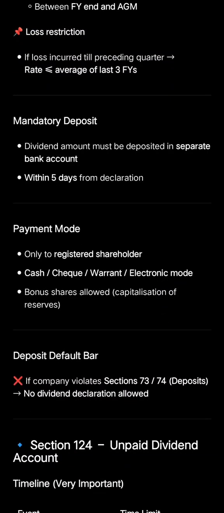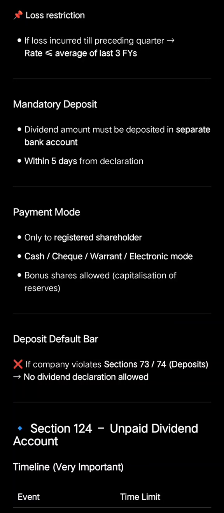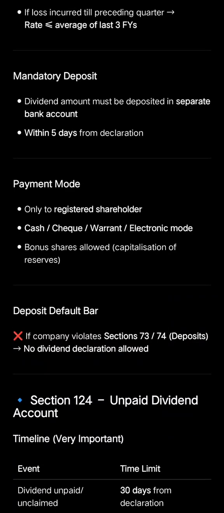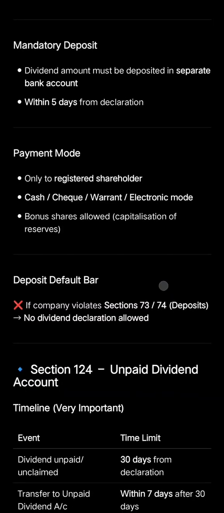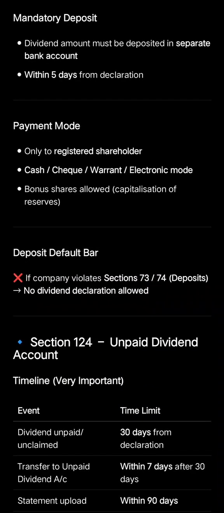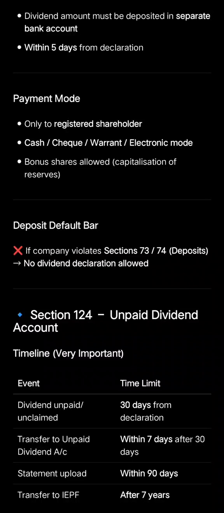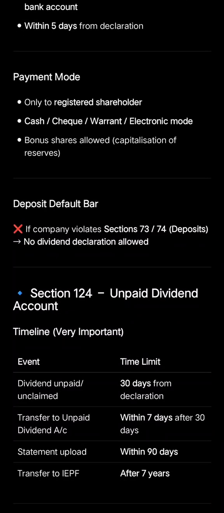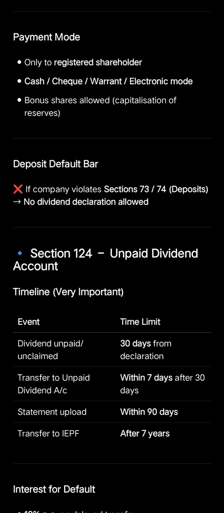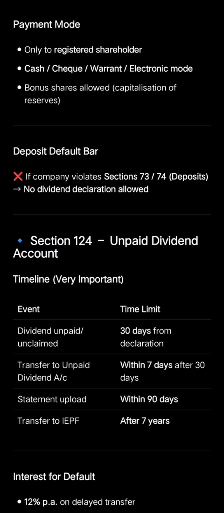Mandatory deposit. Dividend amount must be deposited in a separate scheduled bank account within 5 days from declaration. Payment mode. Payment should be made only to registered shareholders, only by cash, cheque, warrant, or electronic mode. Bonus shares allowed. Capitalization of reserves.